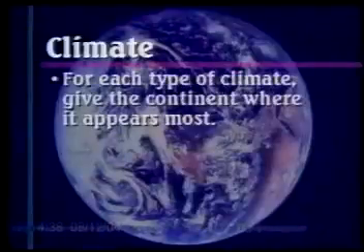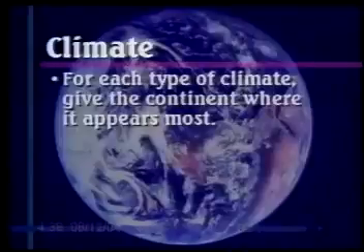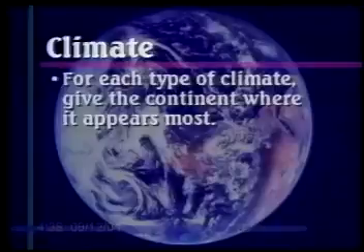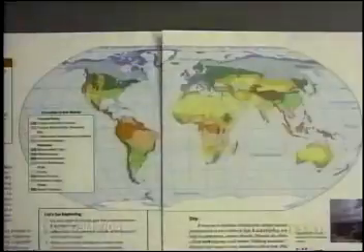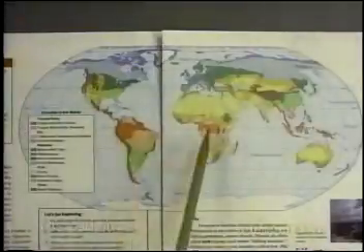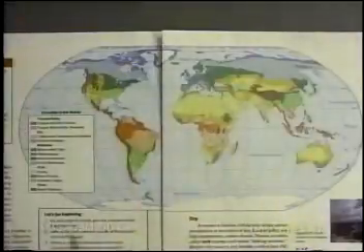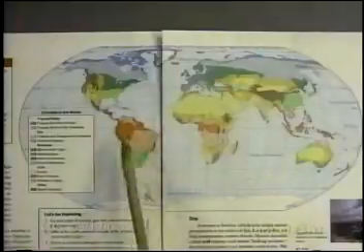For each type of climate, give the continent where it appears most. You have to do some judgment calls here, but give the continent where it appears most. Okay, first of all, we have our peach, tropical wet. Look at the peach. Here's peach, peach, peach. That one's a pretty easy one, isn't it? It's going to be South America.